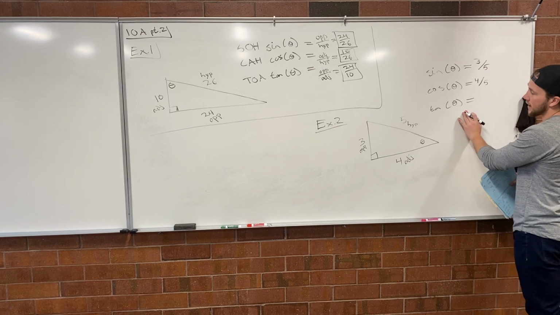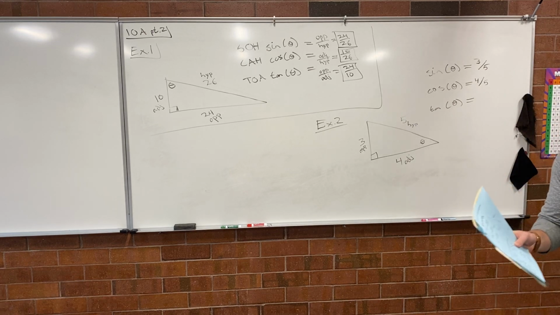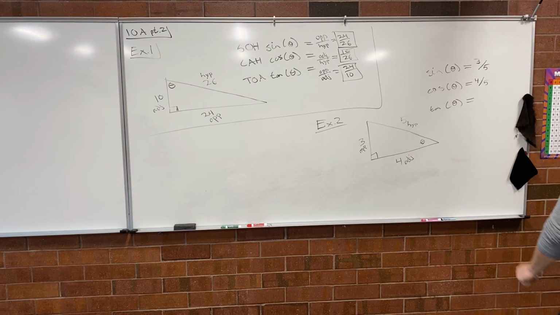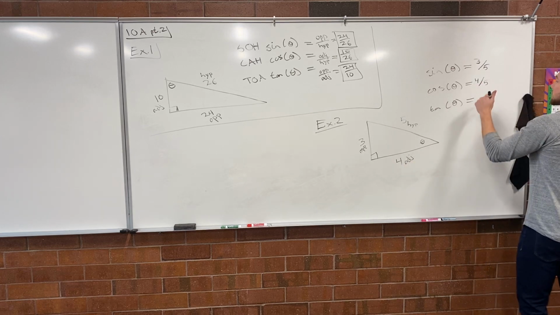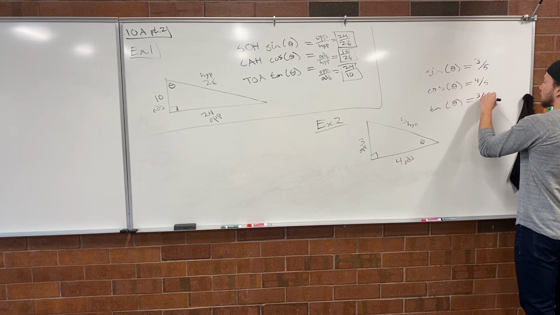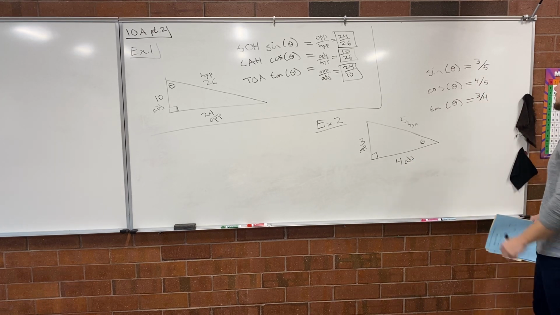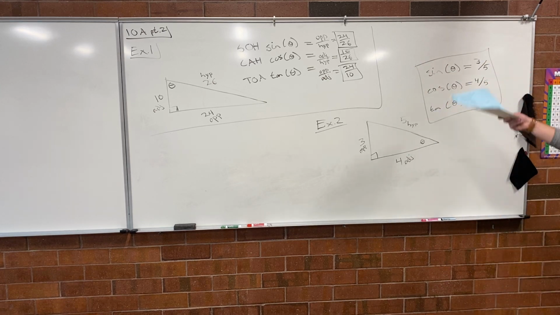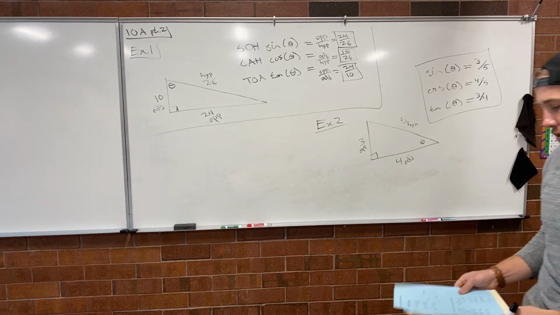Okay, now tangent of theta. This is our opposite over adjacent, right? So opposite is going to be 3 divided by adjacent, which is 4. 3 over 4. And we're done, you guys. This is all pretty easy. You almost don't really need to box it up. We kind of boxed it up differently between the two examples.